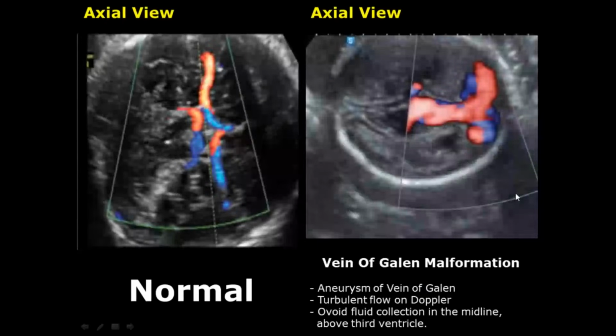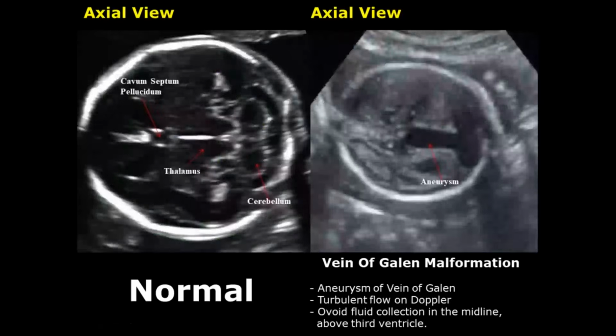In vein of Galen malformation, there is aneurysm of this vein, and on Doppler it will show turbulent flow. Right here it has mixing of colors, so it is turbulent flow. Also, this vein is having a larger diameter. Here is another image of vein of Galen malformation without Doppler. It has a larger diameter, but the best way to see it is on Doppler.